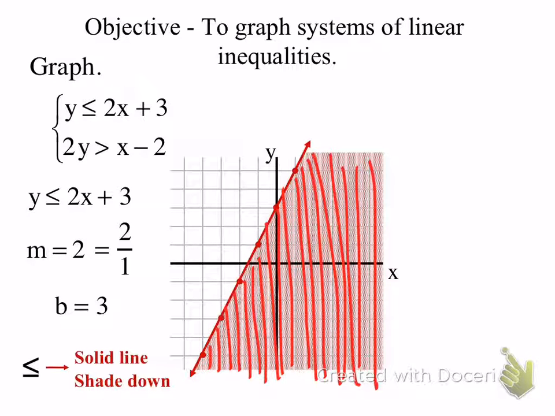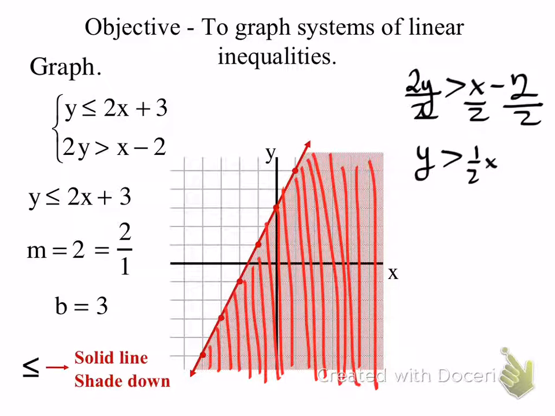Let's use black. 2y is greater than x minus 2. So what would I do first? Here, slow. You would divide by 2. Divide all terms by 2. And I get y is greater than 1/2 x minus 1. Next step, please, Nicole. Then you would identify the slope and y-intercept, where the slope is half, and for the y-intercept it's -1. Good.